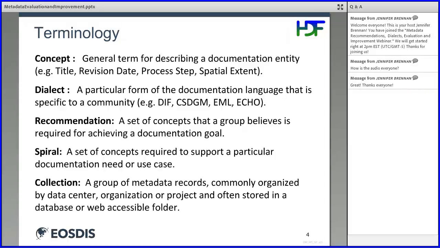Finally, a collection is a metadata collection. It's a group of metadata records. It could come from a data center or an organization or a project or a collection site or something like that. So collection is just a general term for sets of metadata records.